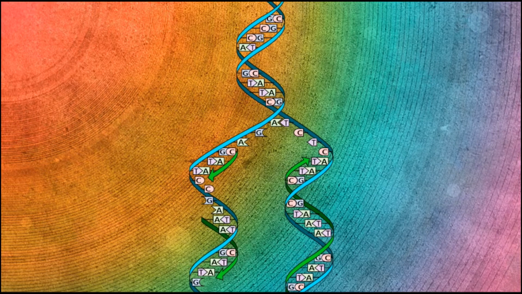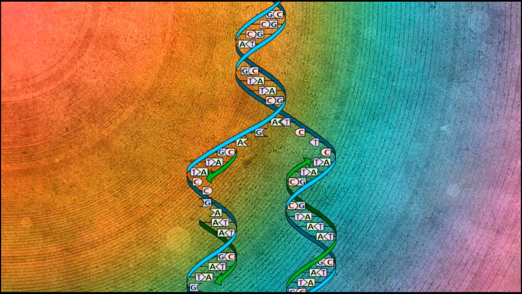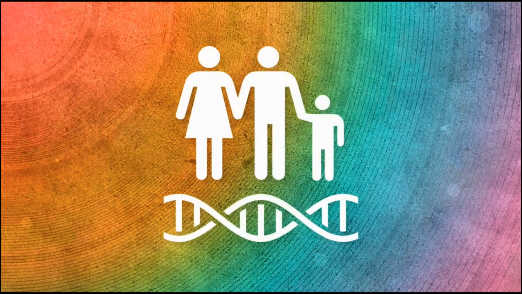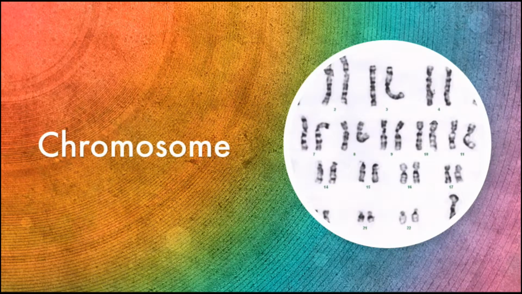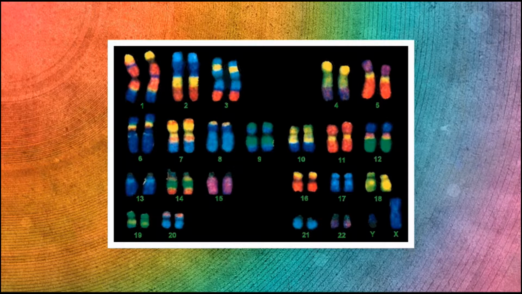DNA is an amazing molecule, and it is able to reproduce itself inside the cell. This molecule is also able to move itself from the parent to the offspring. And most importantly, it controls all the structures and functions of the cell. To help organize our DNA, our cells package it up in structures called chromosomes. In humans, we have 23 pairs of chromosomes for a grand total of 46 total chromosomes.